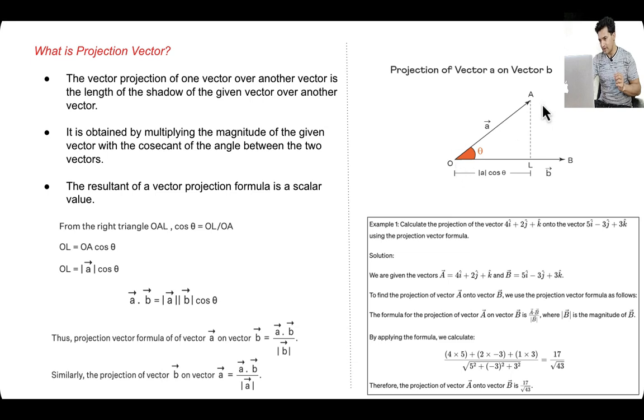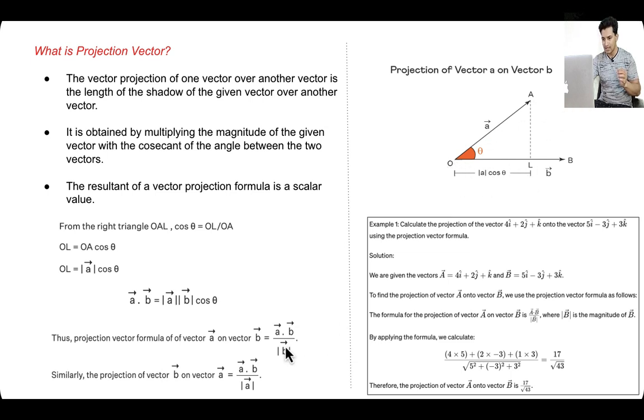Suppose we have a vector OA, and we want to project it onto OB. So what is vector projection? It is the 90-degree shadow that we drop of that vector onto the other vector where we want to project it. And from the theorem of trigonometry, we know that the length of the projected vector will be OL, which is A cos theta. If the magnitude of vector OA is A, then the magnitude of the projected vector will be A cos theta.